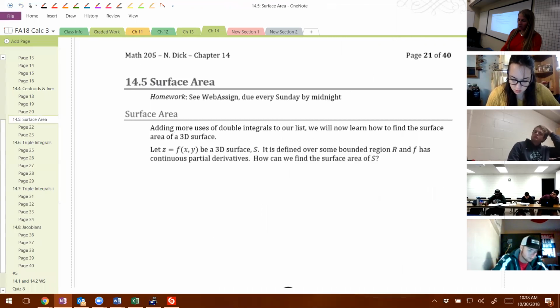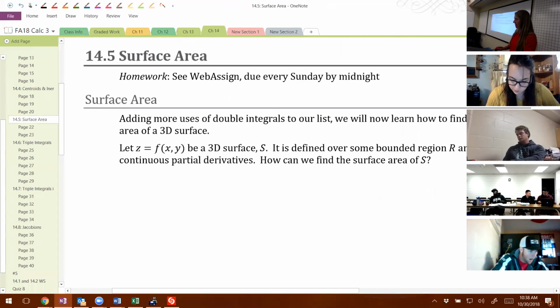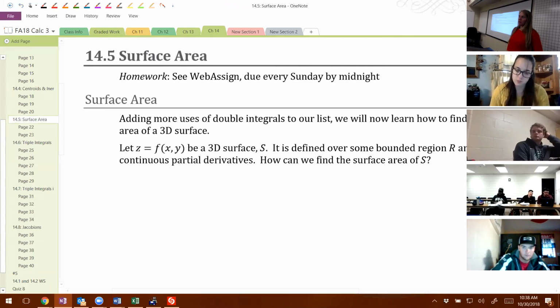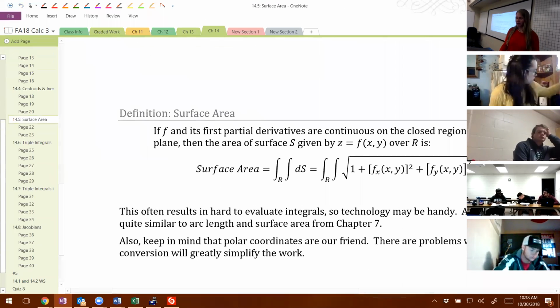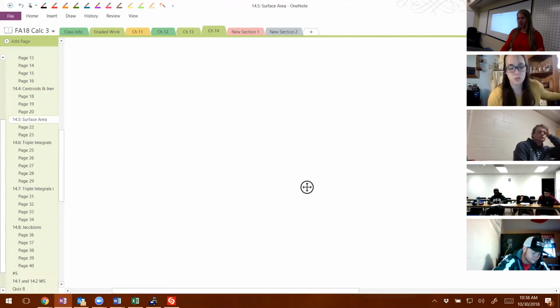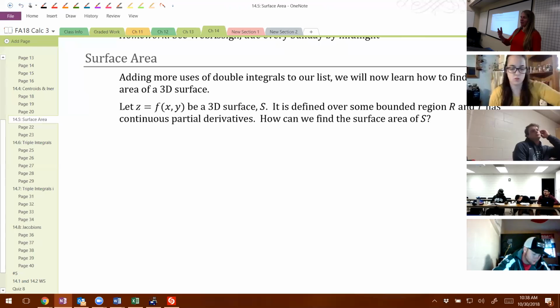All right, section 14.5, surface area. Another use of double integrals. Really what we're going to get down to is the formula you can see down here. So that's where we're trying to get to. But I like to try to explain where it comes from and put it into terms of what we're actually working with here.